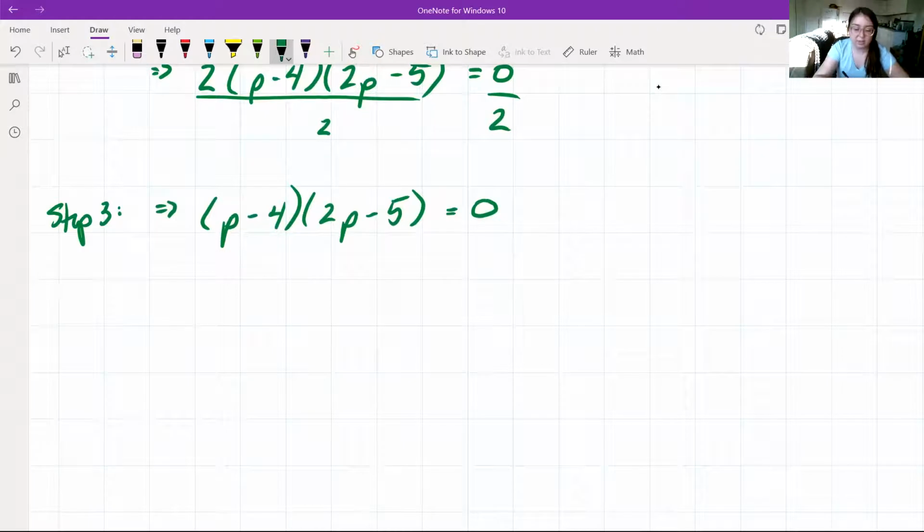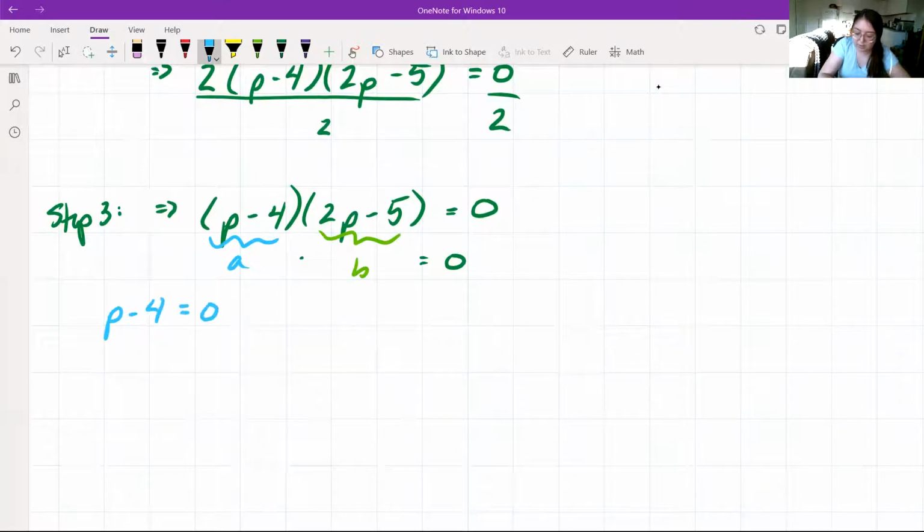So we're applying our zero factor property. We're saying that p minus 4 is going to be a, 2p minus 5 is going to be b. So a times b is equal to 0. So this means that we can have p minus 4 is equal to 0, or we can have 2p minus 5 is equal to 0. And now we just solve for p in both cases. So p minus 4 is equal to 0. We add 4 to both sides. We just get that p is equal to 4.